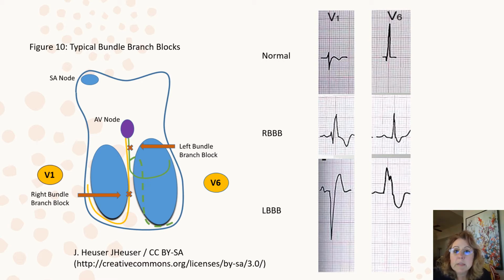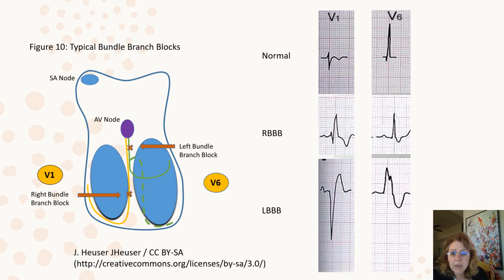So the normal is that V1 is negative and has that RS component to it, and V6 is primarily positive with maybe a little Q, but a big R wave. Now, contrast that with right bundle branch blocks and left bundle branch blocks. We see these things look very different. Number one, they are wide and bizarre. Remember, it has to be 0.12 or greater, so they're wide QRS complexes.